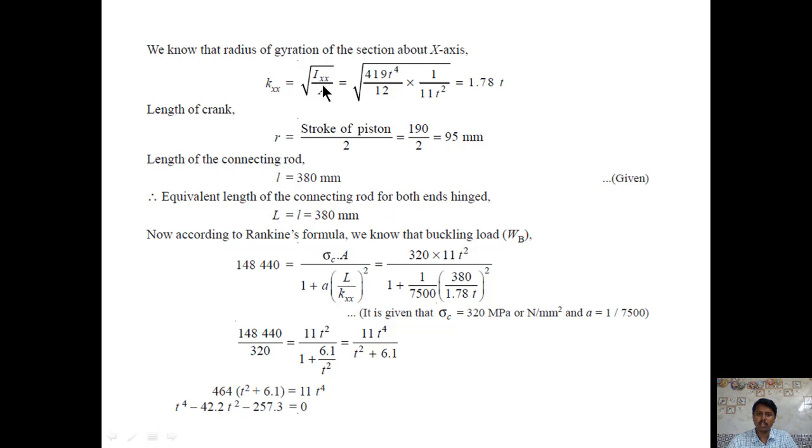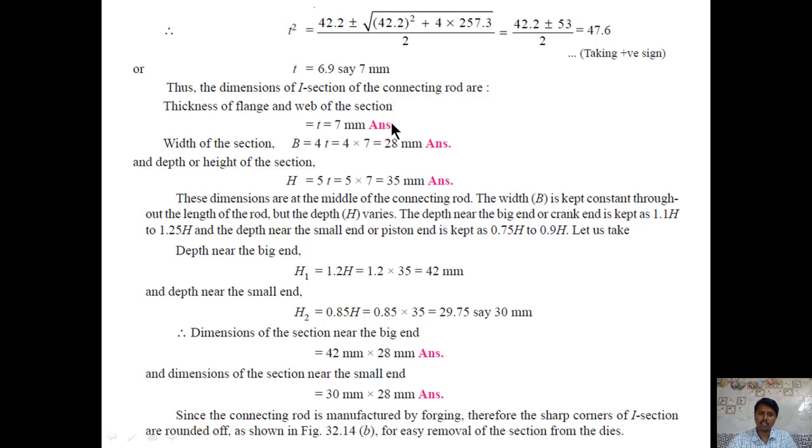So, Kxx is nothing but root of Ixx by A. Ixx we have already calculated in terms of t. So, 419 t power 4 by 12 into 1 by 11t square, that is area. Now, you will get 1.78t. Kxx is 1.78t. Now, substitute these formulas over here. Once you substitute, you will get an equation as t power 4 minus 42.2 t square minus 257.3 equal to 0. From here, we can calculate t as 6.9. So, you can round it off as 7 mm.